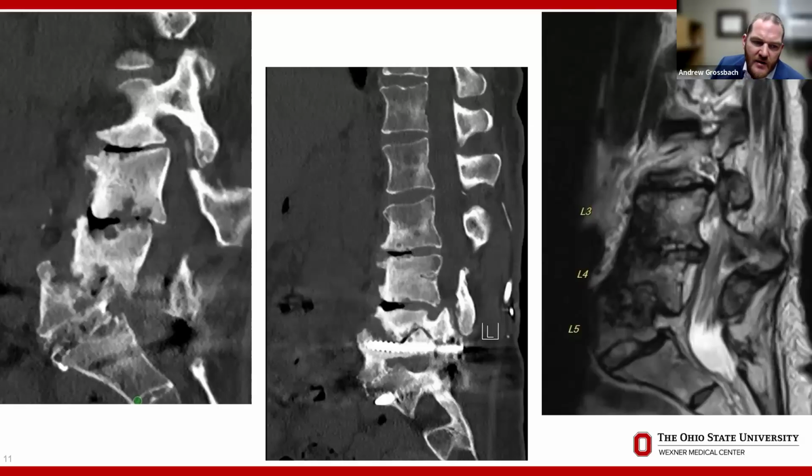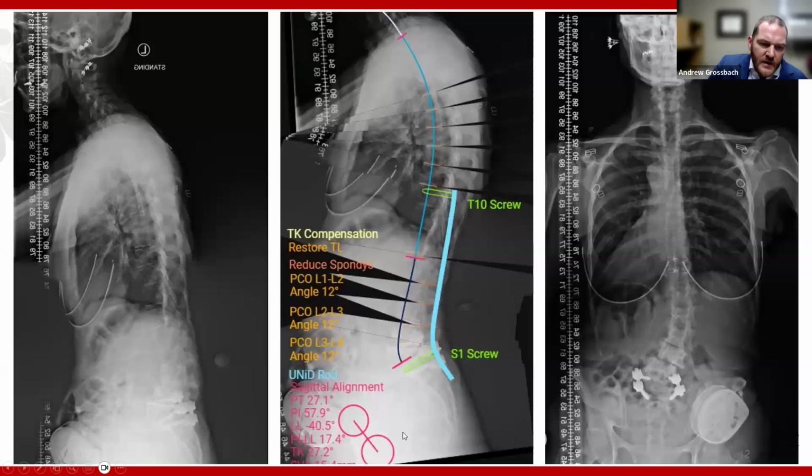This is what her CT and her MRI look like. So on the left, you can see these disc spaces are pretty shot. They're very moth-eaten. Some vacuum discs at L3-4, L2-3, L4-5, bone on bone. In the middle there, you can see the L4-5 foramen, or what used to be the foramen. Then on the right there, you can see she has a ton of foraminal stenosis at this curve.